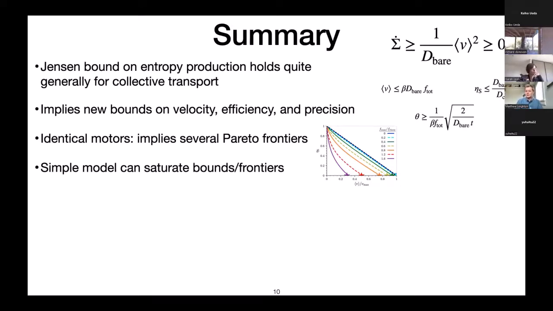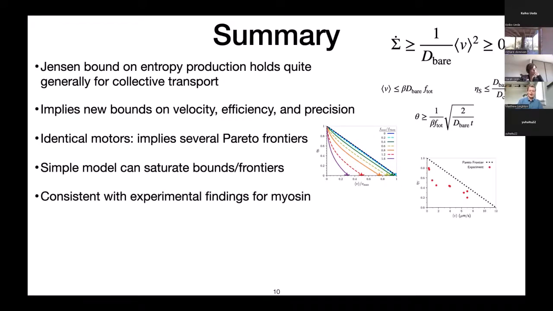For a simple model, we show exactly the conditions where these bounds are saturated. And our findings seem to be consistent with experimental results from myosin motors.